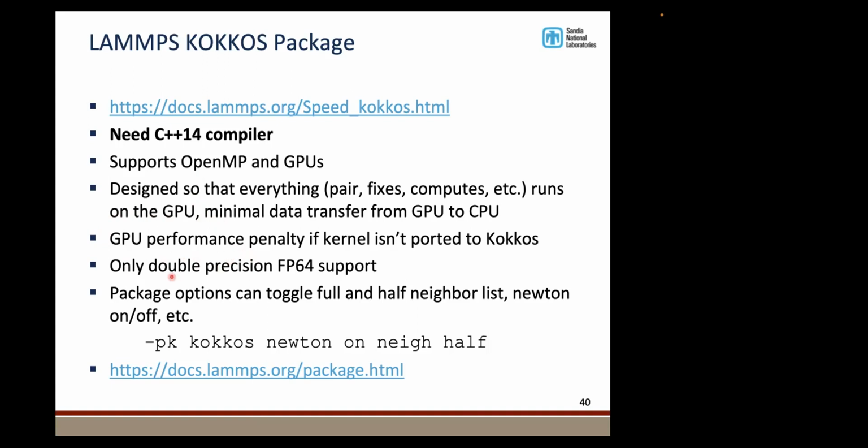Kokkos only supports double precision, FP64, and there are several package options you can toggle, such as a full neighbor list versus a half neighbor list that we talked about, and Newton on versus off. These are all documented here in the LAMMPS documentation.